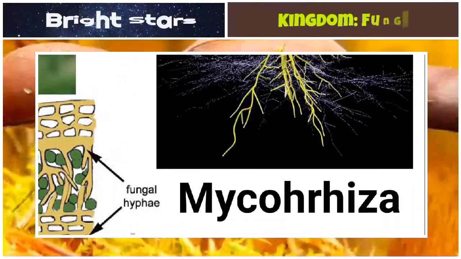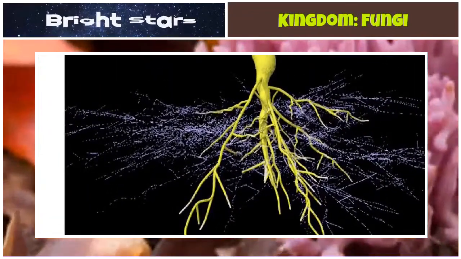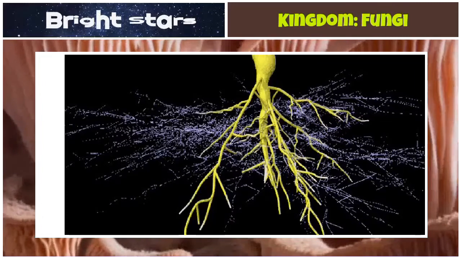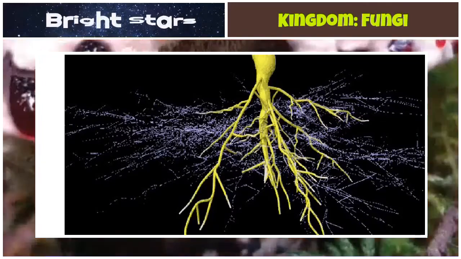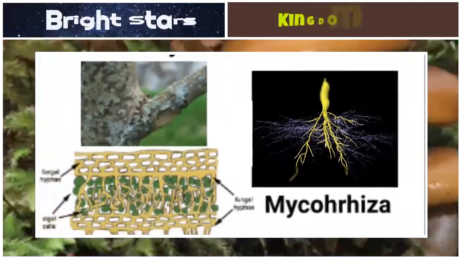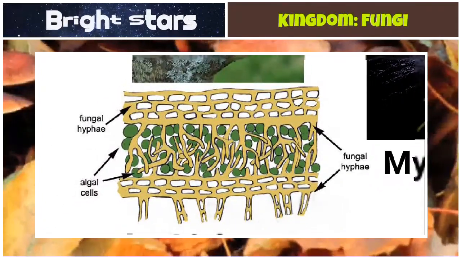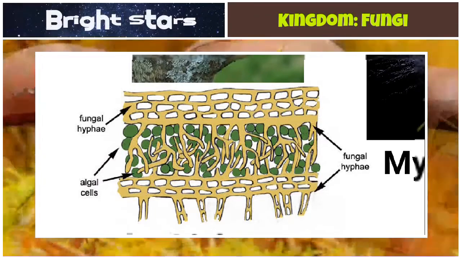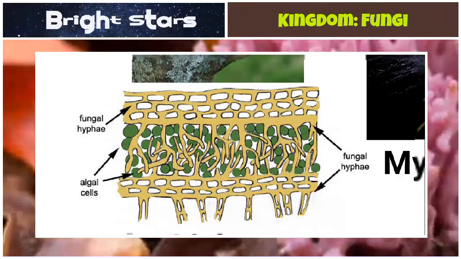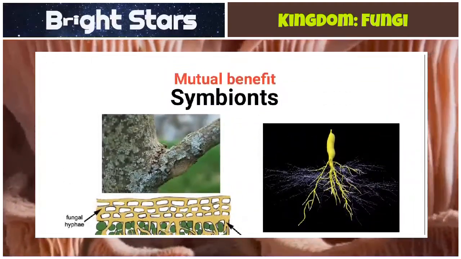Here mycorrhiza, where myco means fungus, rhiza means roots. Some fungi are in association with the roots of higher plants where they supply water to the roots. Roots supply nutrient elements to the fungus. So they are mycorrhizae. In the case of lichens, fungal hyphae supply mineral nutrients to the algae, and algal cells, which are autotrophic photosynthetic organisms, prepare food material and supply food to the fungus. Like this, they live as symbionts also.